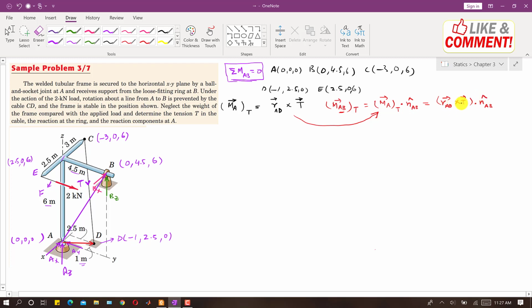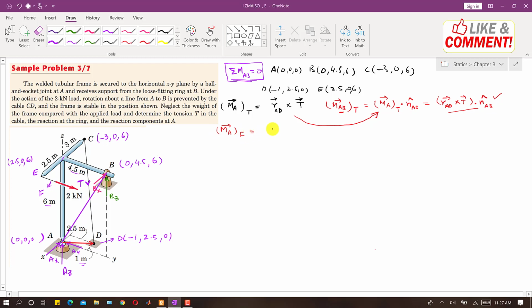So we have already learned this, right? So this will give us the moment of tension T along line AB. So we need to find this. And similarly, we have to find the moment of this force, right? So this will be the moment at point A due to that force F.